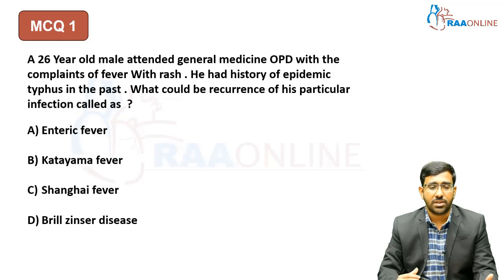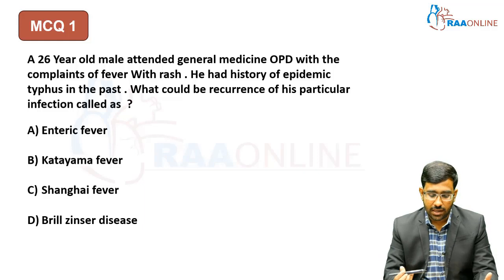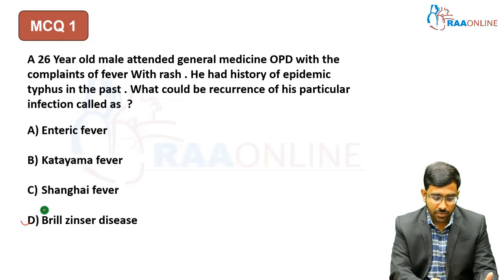Option C is Shanghai fever. Shanghai fever is a typhoid-like illness which is caused by the organism called Pseudomonas aeruginosa. This particular fever mimics typhoid fever, and it is called Shanghai fever, and the causative agent is Pseudomonas. So options A, B, C are ruled out. Here we are left with only one option, that is Brill-Zinsser disease. So that is going to be the answer.